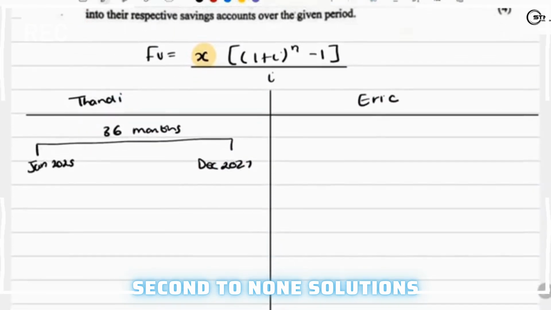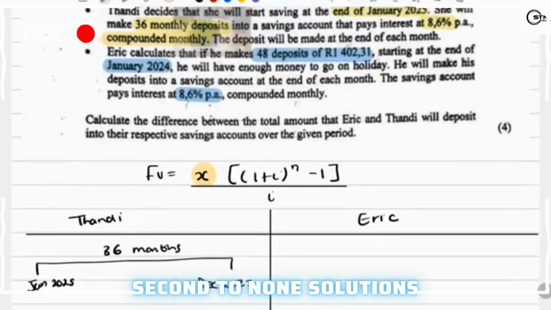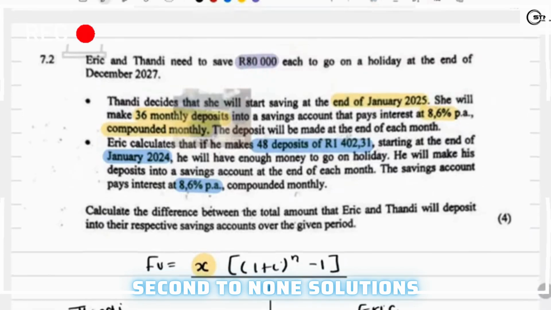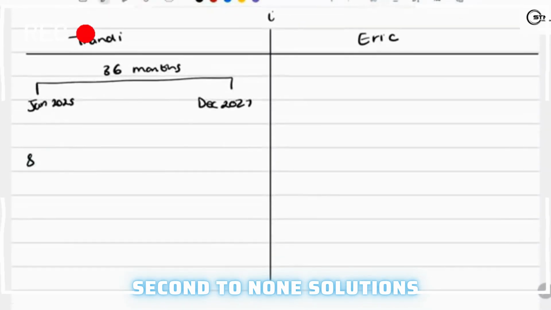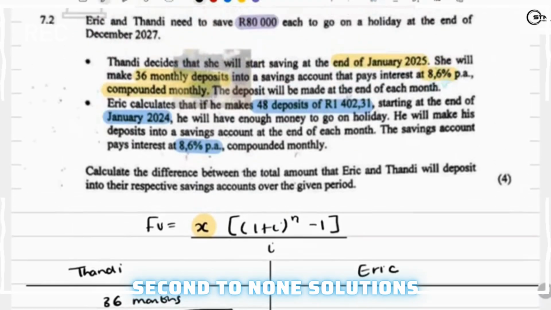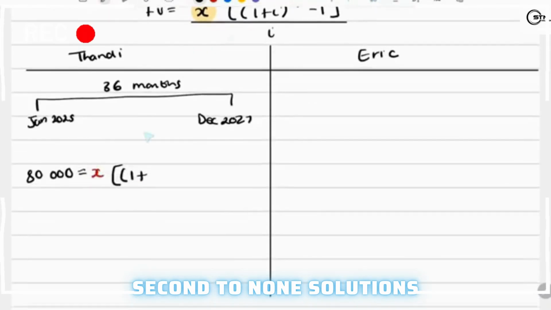So let's go ahead and do that. We're going to use the future value formula. So with the future value formula, we need the future value, which we know is 80,000. That's how much she expects to have in future. So 80,000 is equal to, we don't have her X amount, so we're going to hold on to that. And then we have bracket 1 plus, and our interest there is 8.6 per annum compounded monthly. Remember that 8.6% as a decimal is 0.086. Okay, so you just put a 0 in front of 8 because it's a single number.